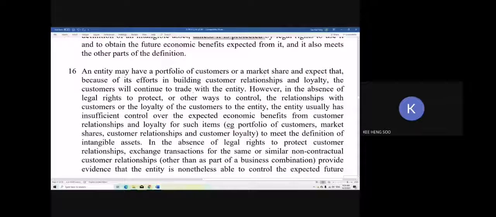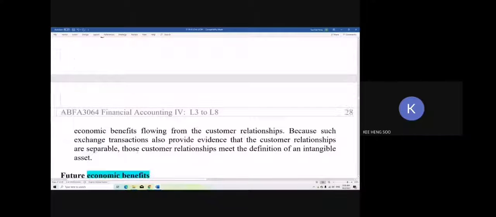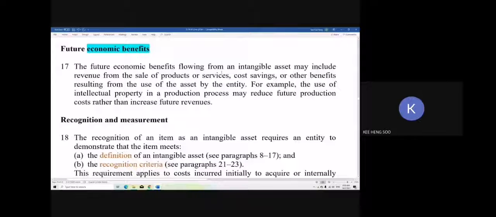Portfolio of customers or market share. This is regarding your customer list and so on. Also your intangible asset. Future economic benefit: revenue from the sales of product. Remember, in one of the tutorials, we talked about cost saving.